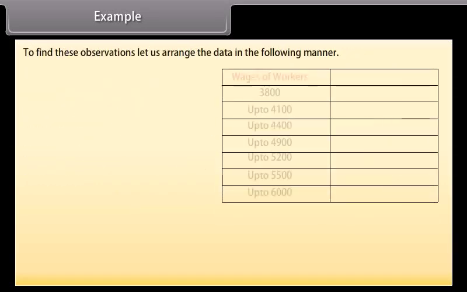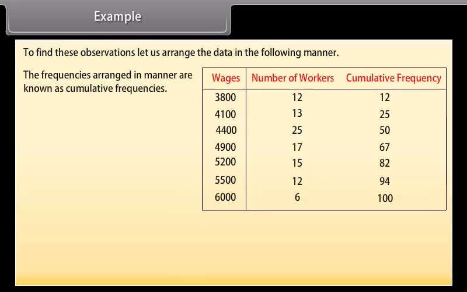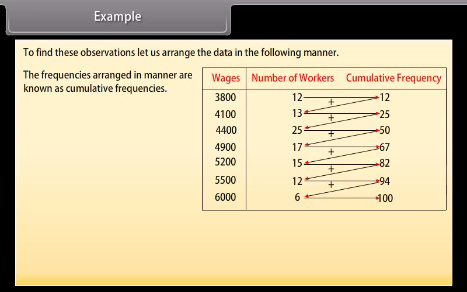To find these observations, let us arrange the data in the following manner. In this, we have written the total number of workers who are taking wage up to 3800, up to 4100, up to 4400, up to 4900, up to 5200, up to 5500, up to 6000. The frequencies arranged in the above manner are known as cumulative frequencies. The table shown tells you how to calculate the cumulative frequency column quickly. So, the 50th observation is 4400 and the 51st observation is 4900.